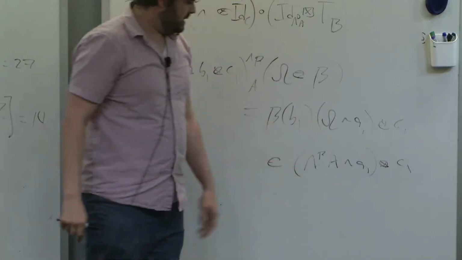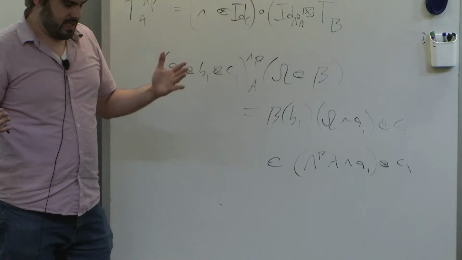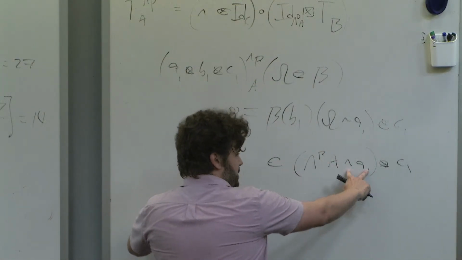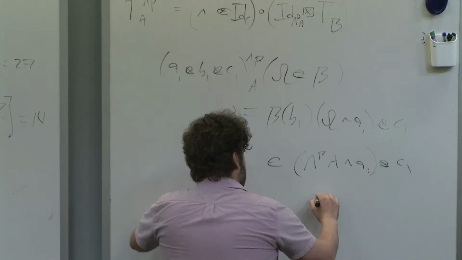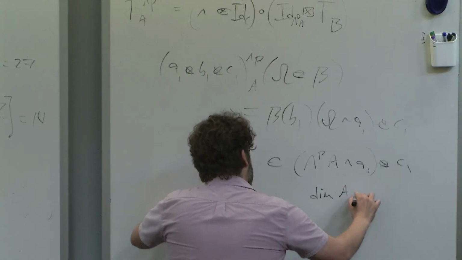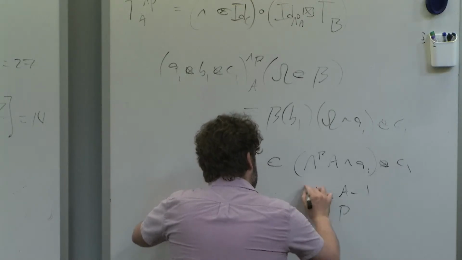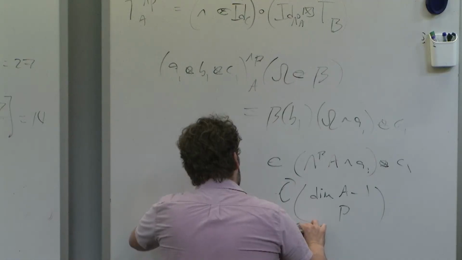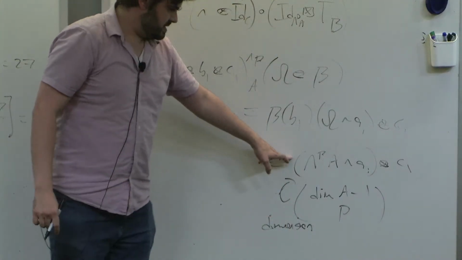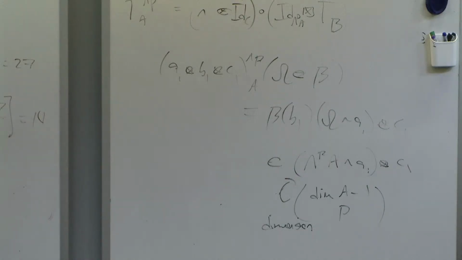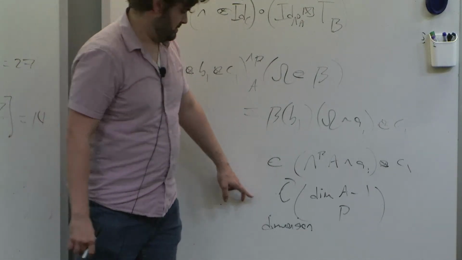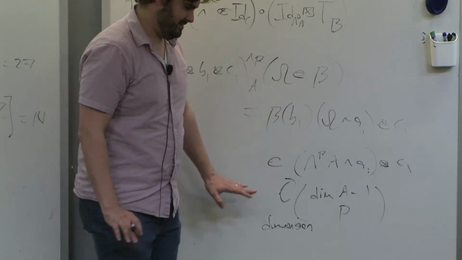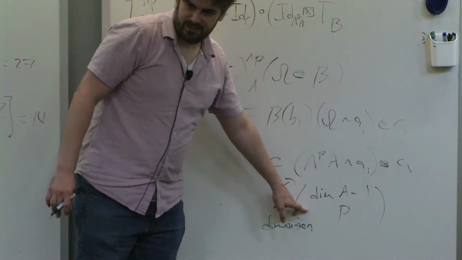And in particular, the only forms that can survive here being wedged with a basis vector are not all P plus 1 of them, but dimension A minus 1 choose P of them. So the dimension of this image is, I'm writing a binomial coefficient here.